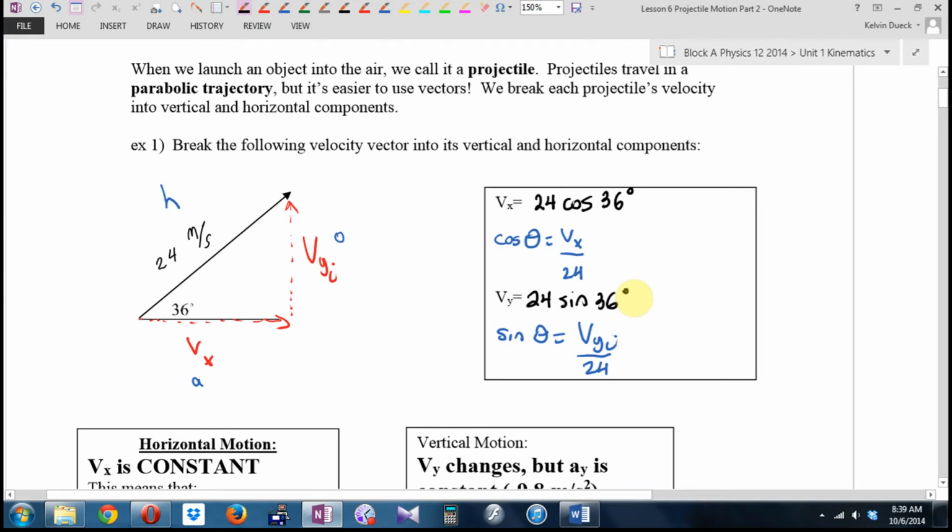Mr. Dueck, will Vy always be sine? No. It will be in this unit because I'm always going to measure the angle from the horizontal. It would not be, Emma, if I decided to point the gun straight up and then tilt it and I gave you this angle, then all the trig stuff reverses, but I'm keeping it simple in this unit.